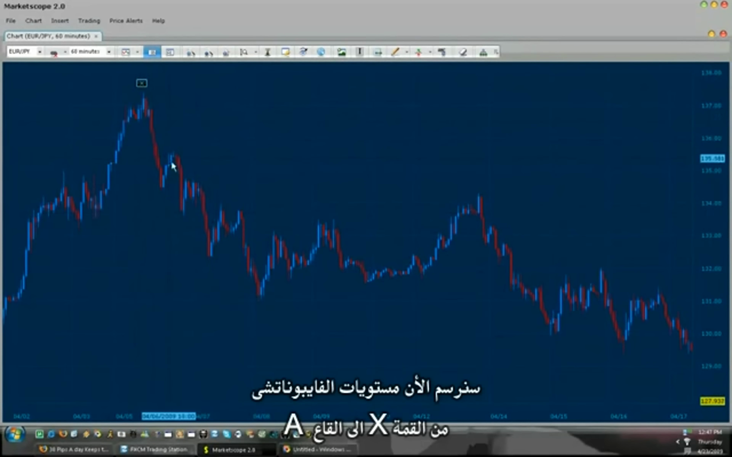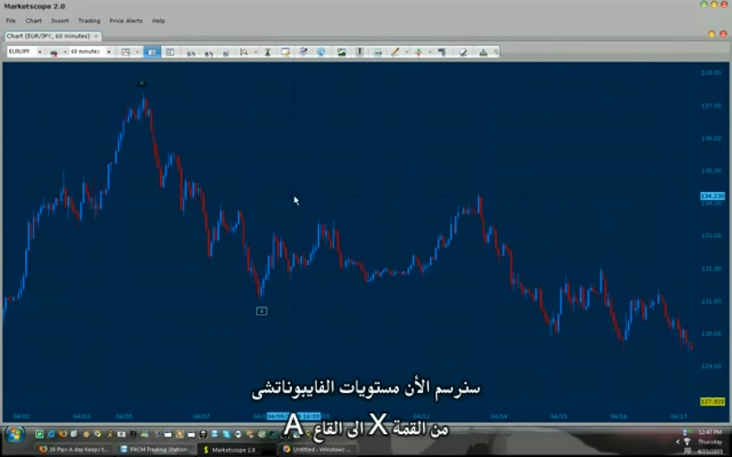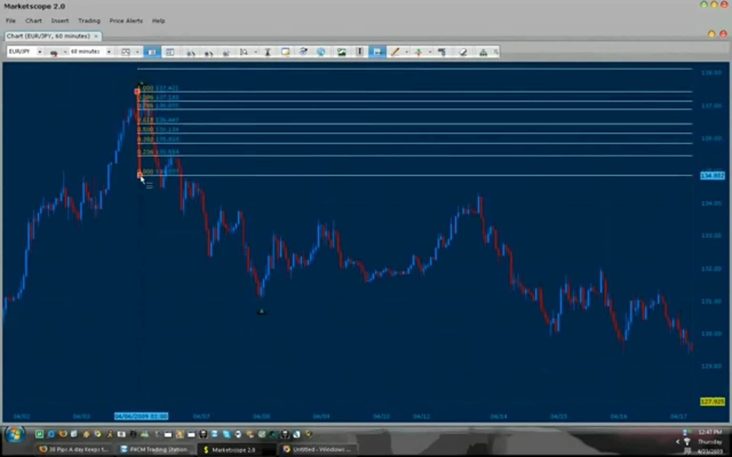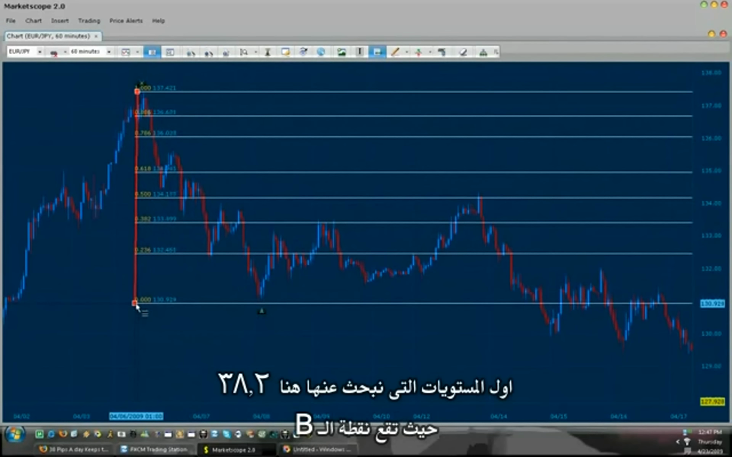Now I will draw my fibs from the wick of X, the top, all the way to the bottom of A, in order to identify B and D. Now my first retracement is here on the 0.382, and this typically means that my B would be here.